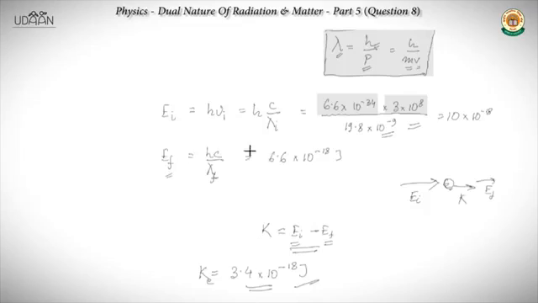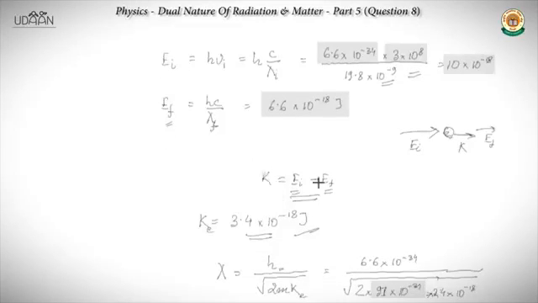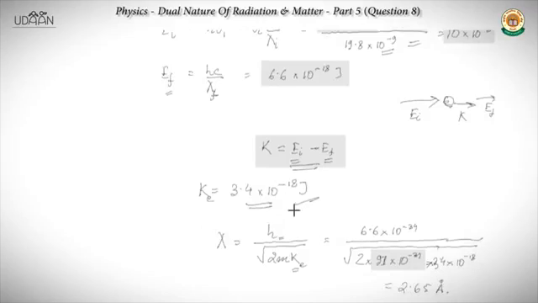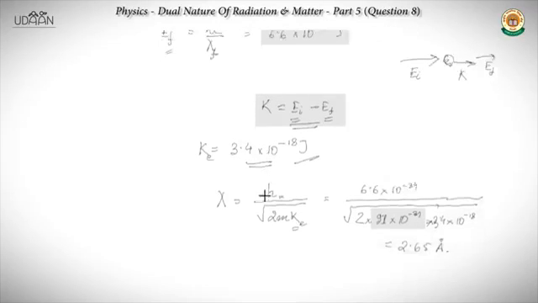So what we did here was we calculated the initial energy, which came out to be 10 into 10 power minus 18, and the final energy after collision, which came out to be 6.6 of the same. Then we used the normal fact that we are assuming there are no heat losses or any other losses as such. So the kinetic energy would be the difference of the energies, and we found that the kinetic energy is 3.4 in 10 power minus 18.